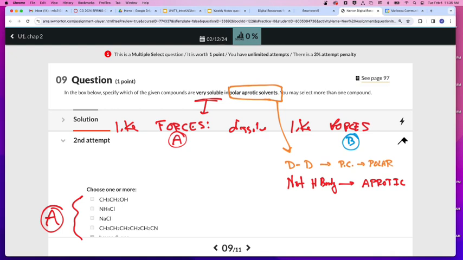How do you get a positively charged hydrogen? Back to your definition. It has to be bonded to something that is incredibly electronegative. You mean like nitrogen, oxygen, or fluorine? Yes. And if I have a hydrogen bonded to a nitrogen, oxygen, or fluorine, what have I done? Hydrogen bonding. So aprotic quite literally breaks down to not hydrogen bonding. That's it. Okay? So now what we're looking for is very soluble and polar aprotic solvents. We've defined what our force is. We're looking at just dipole-dipoles, and we're not looking at hydrogen bonding.